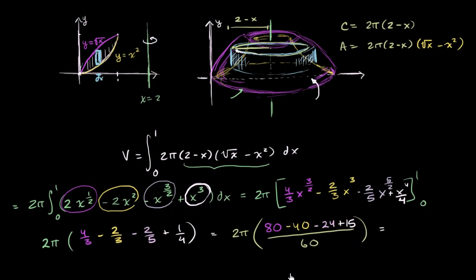So this is equal to, and actually the 2 will cancel over here, and you just get a 30 in your denominator. And up here, 80 minus 40 is 40. 40 minus 24 gets us to 16. 16 plus 15 is 31. So we get 31 times pi over 30 for the volume of the figure right over there.